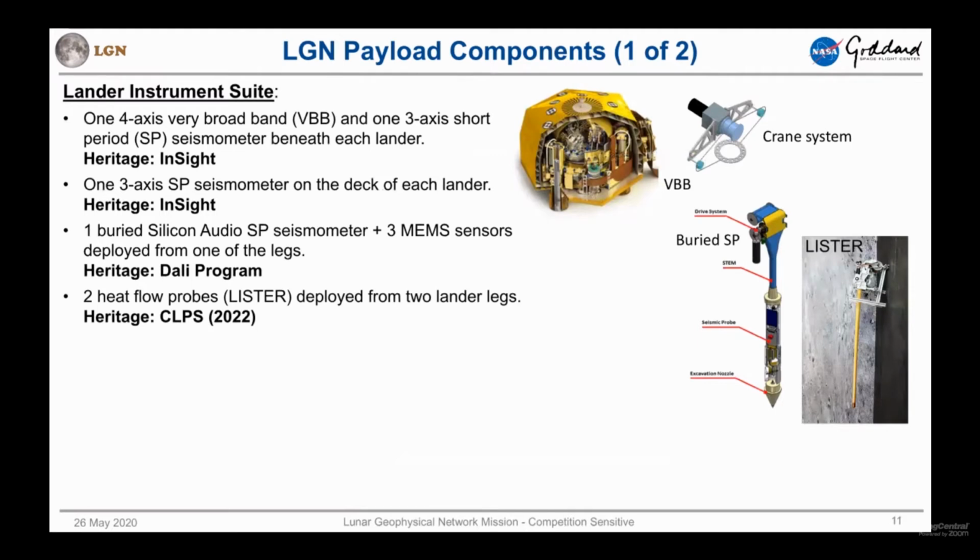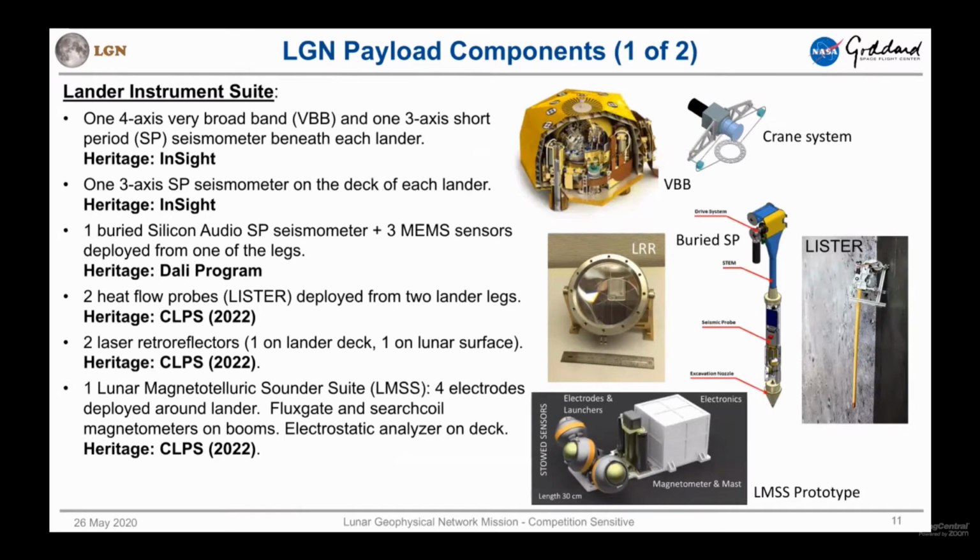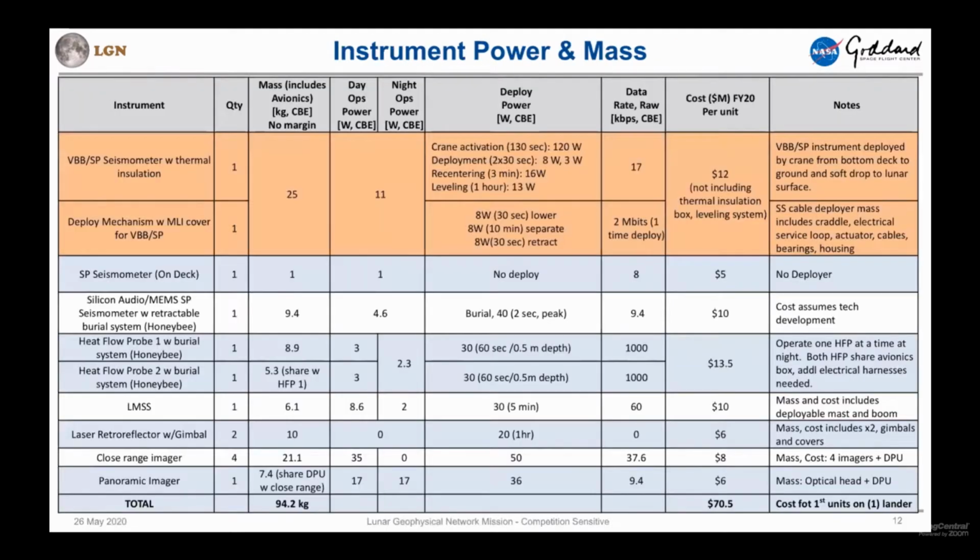The heat flow probe and the deployment system will be flown on the CLPS 2022 mission. The 2 laser retroreflectors, there will be one on the deck and one on the lunar surface. These again will be flown on CLPS 2022. And then there's one suite. We've got 4 electrodes deployed around the lander, fluxgate and search coil magnetometers on booms, and an electrostatic analyzer on the deck to fulfill that suite. And then we've got 1 pan cam and 3 close-up imagers, more for looking at deployment and ensuring that deployment is optimal.